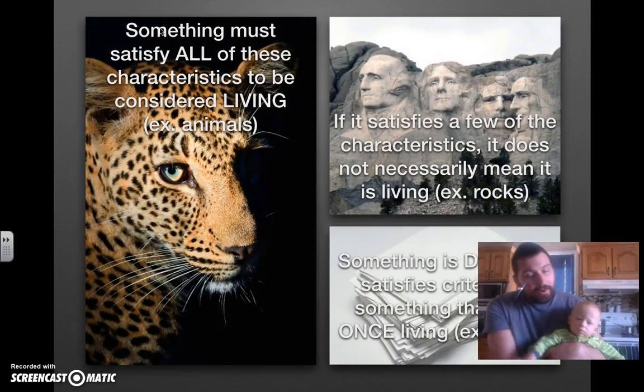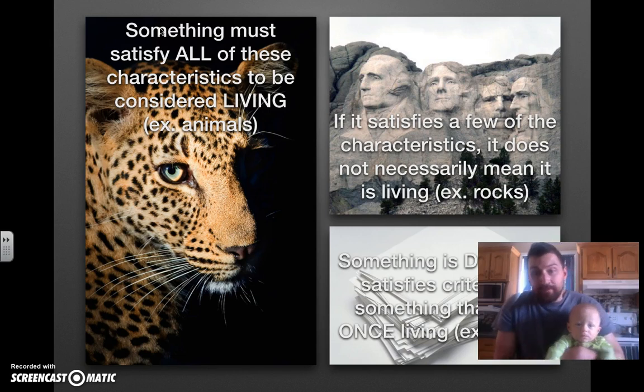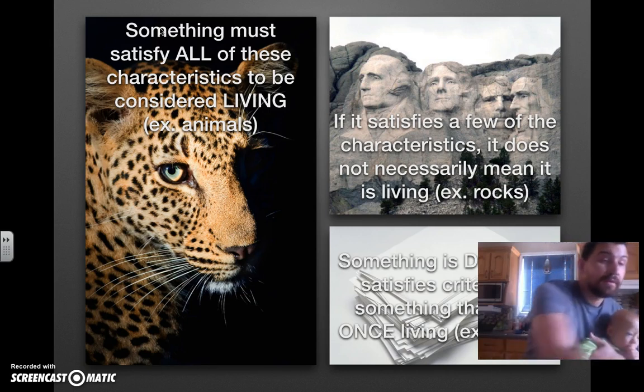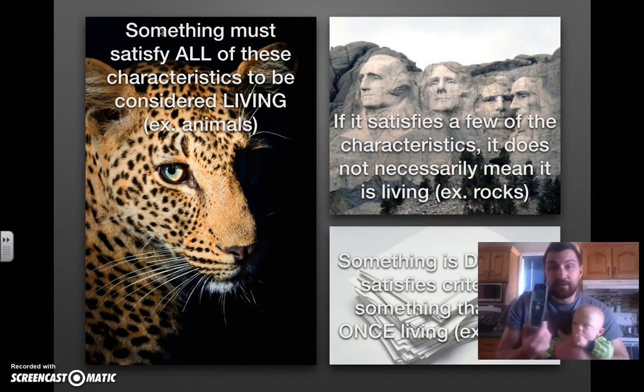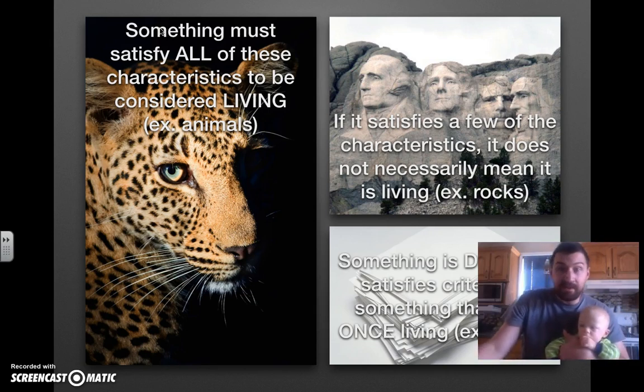All right, so now going on to what's living, what's non-living, and what's dead. Something that satisfies all of the characteristics that we've talked about is considered living. An example of that is animals, or this little guy. If it satisfies a few of the characteristics, it does not necessarily mean it's living. So for example, rocks, or this telephone. The telephone can make noise, it can give off energy, it needs energy to work, but it's not alive for other reasons. It doesn't meet all of those criteria.